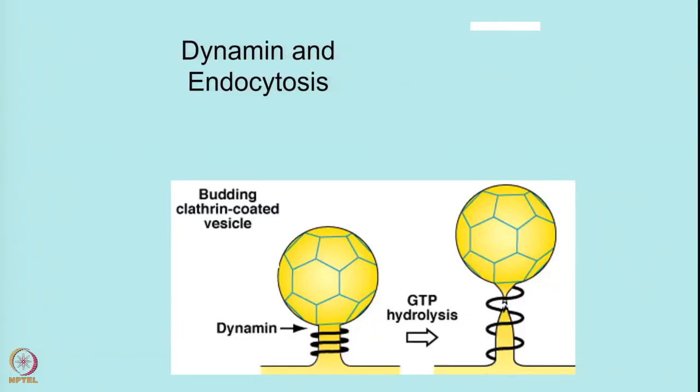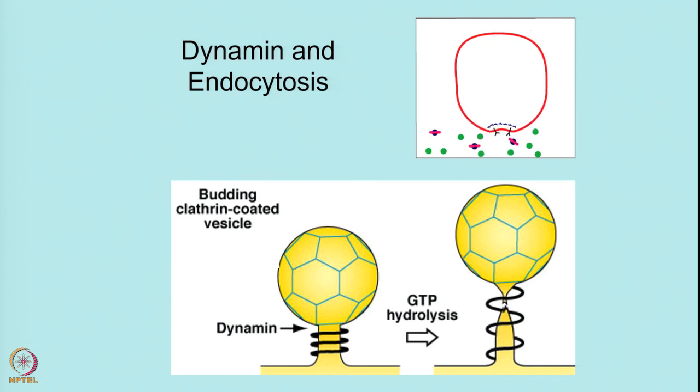Now this is a process called endocytosis. What does that mean? If a small molecule has to be internalized, the small molecule comes here, and then this will be engulfed by a membrane, and then it forms a kind of encapsulated system, and then there is a protein which binds at the neck of this formation here, and this protein's name is dynamin, okay. And this is the budding clathrin coated vesicle. The dynamin forms a big rope kind of a thing, and then when you have the GTP hydrolysis, this gets separated out, and then you have this molecule internalized. So this is the process known as endocytosis.